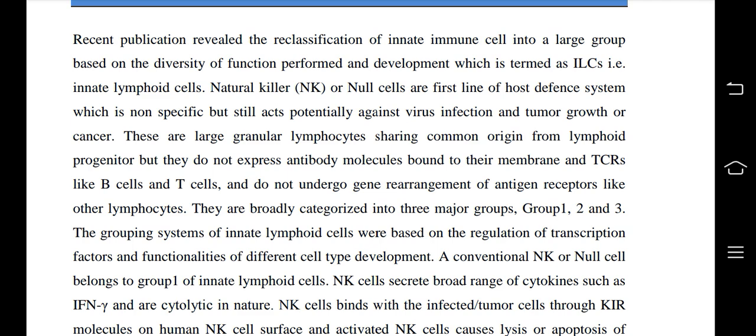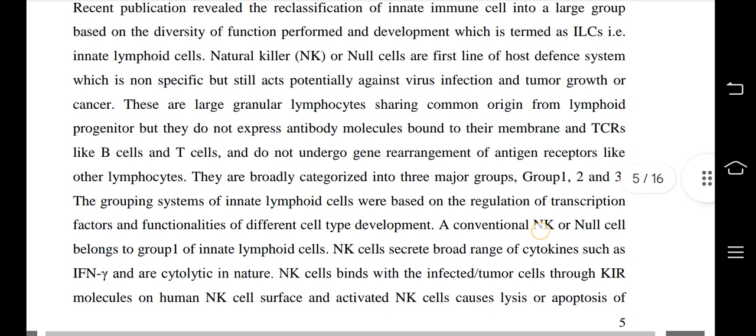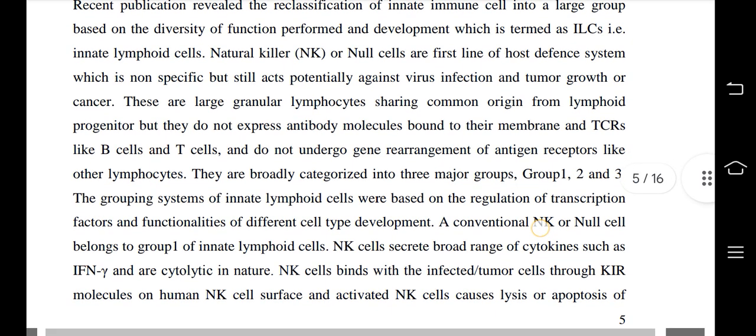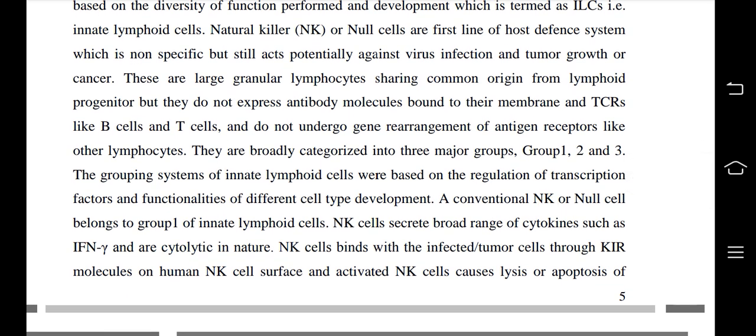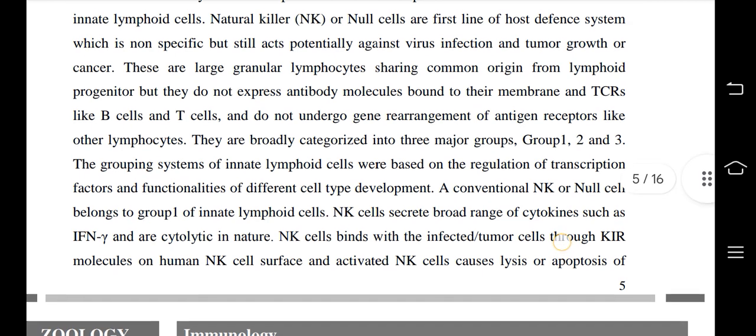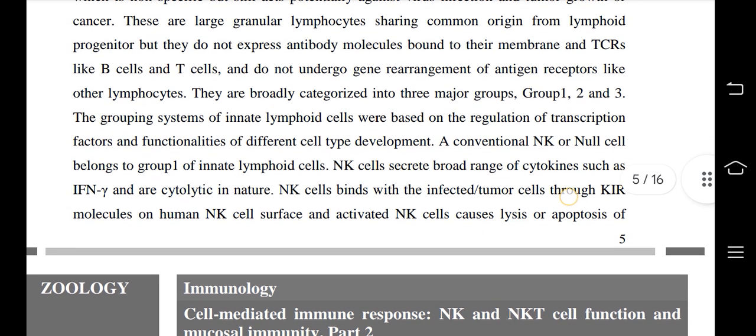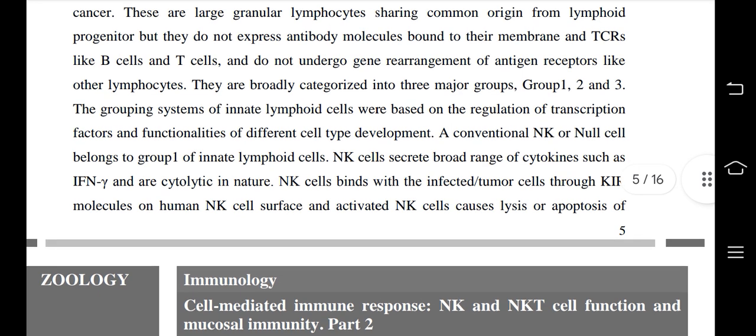So natural killer or null cells are the first line of host defense system, which is non-specific but still acts potently against virus infection and tumor growth or cancer. These are large granular lymphocytes sharing a common origin from lymphoid progenitor, but they do not possess antibody molecules bound to their membrane or TCRs like B cells and T cells, and do not undergo gene rearrangement of antigen receptors like other lymphocytes. They are broadly categorized into three major groups, group 1, 2 and 3.